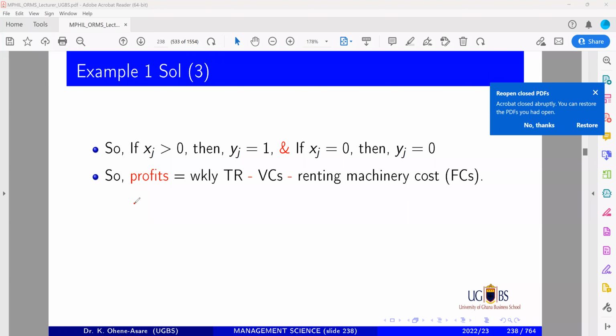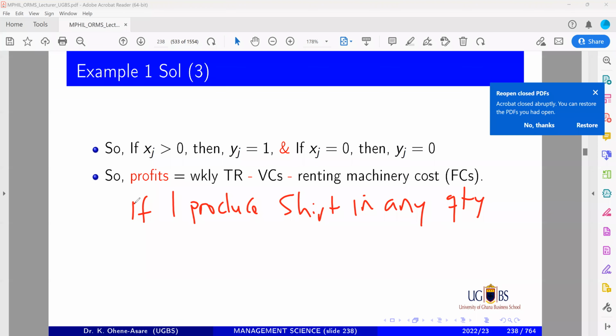So what it means is that if I produce shirts, in any quantity, I can't produce that shirt without having gotten the machinery for producing the shirt. So the shirt machinery, I'm just trying to write it in English, the shirt machinery will have to be there. That is what I mean by equal to 1. The shirt machinery will have to be there. That is the equal to 1.